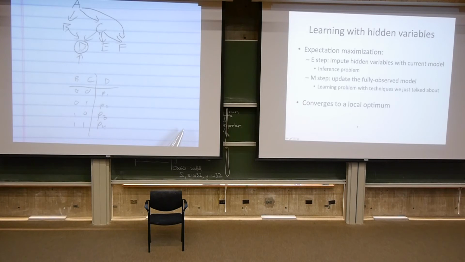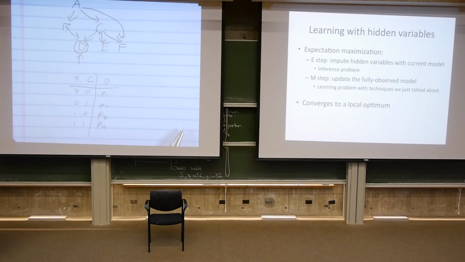OK. Part of the point of graphical models, though, is that we don't have to observe every single variable. We can have hidden variables. So the way that we do hidden variables, we touched on in class and I'm going to touch on again now, is we usually use this class of algorithms called expectation maximization.